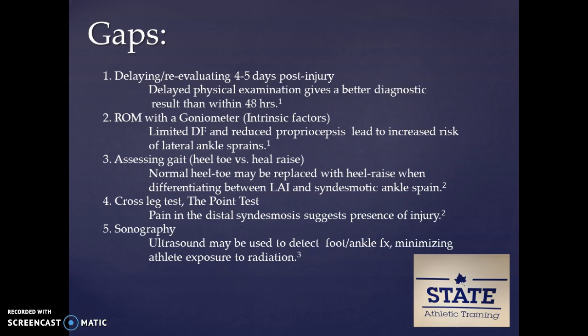My second gap, I would say, is the use of range of motion with a goniometer and its associated documentation into Sportswear. Usually when I do range of motion at the ankle, it's, okay, go ahead and pull up, go ahead and point down. It's typically plantar flexion, dorsiflexion, inversion, eversion, just through visual inspection. Although the literature does suggest limited dorsiflexion and reduced proprioception lead to an increased risk of lateral ankle sprains.